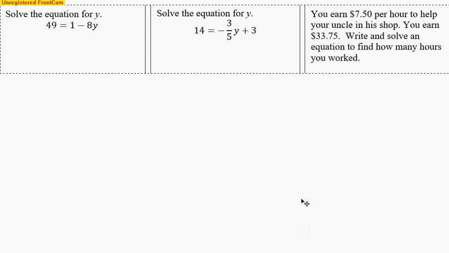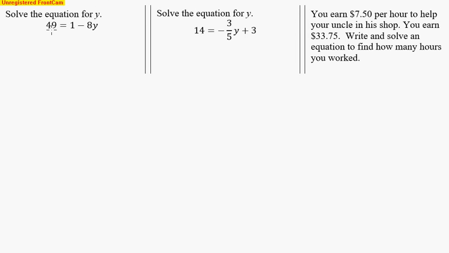And on this one, it gives us an equation. The equation right up here says that 49 equals 1 minus 8y. So I need to subtract 1 from both sides, and that leaves me with 48. I have to bring down that negative sign that's in front of the 8y. And if I didn't, I'd get the wrong sign. I have to divide by negative 8, so y equals negative 6.